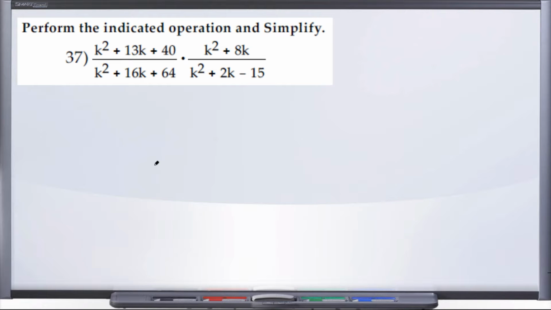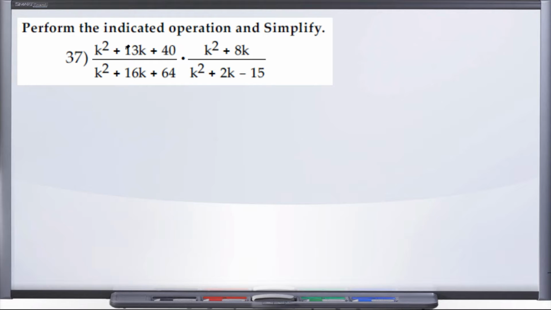All right, so number 37, perform the indicated operation and simplify. And what we have here is a slightly more complicated version of number 36. We're going to factor each numerator, factor each denominator, and then once we've factored everything, we're going to see if there are any factors that can cancel out. So let's go ahead and do that.